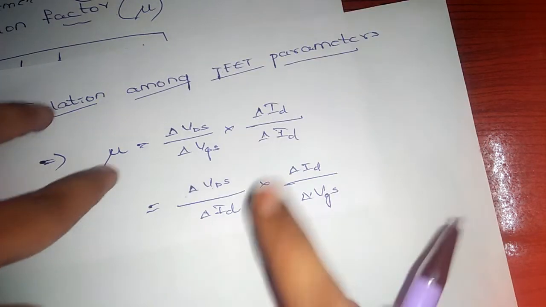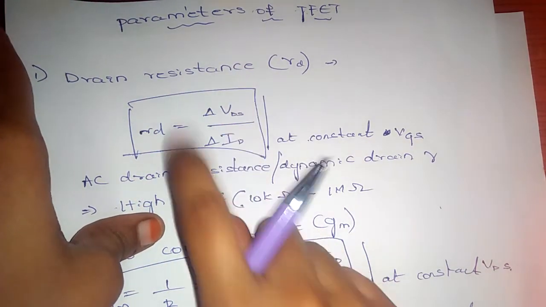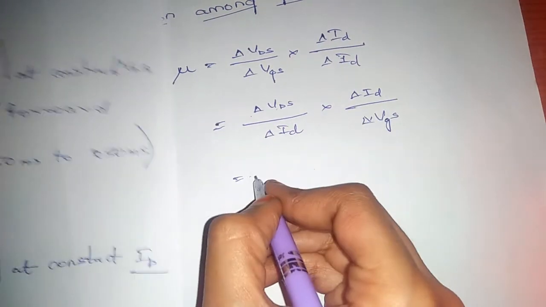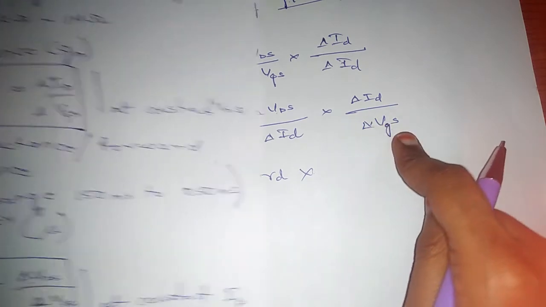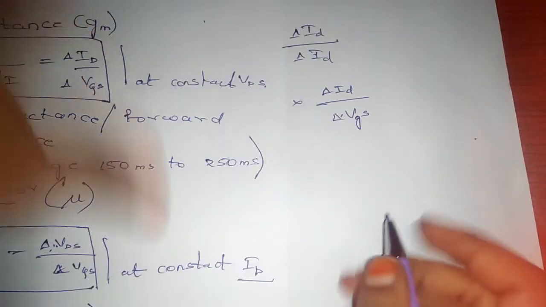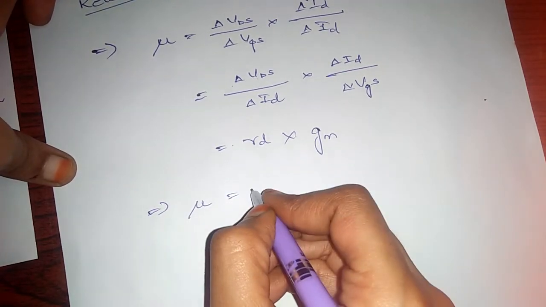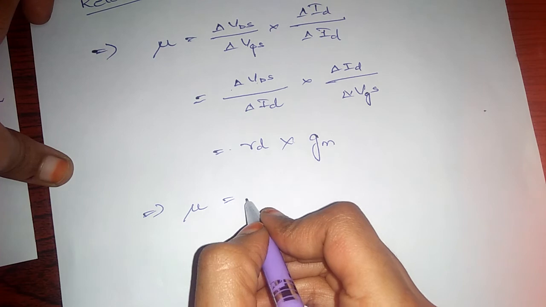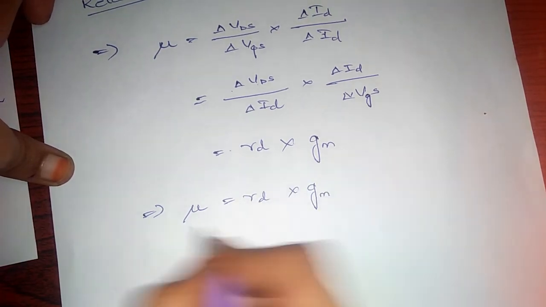So here what is VDS by ID? Of course it is RD, the drain resistance. And what is the change of ID by VGS? It is nothing but transconductance, GM. So the relation that we obtained here is that mu, the amplification factor, is equal to RD, the drain resistance, into transconductance GM.